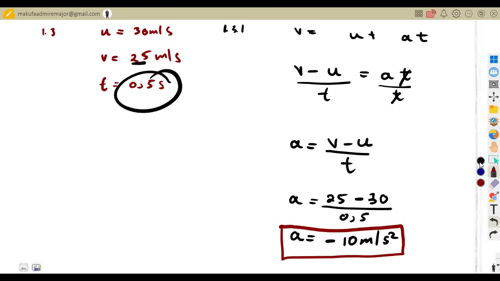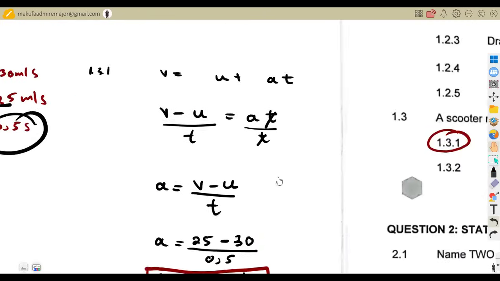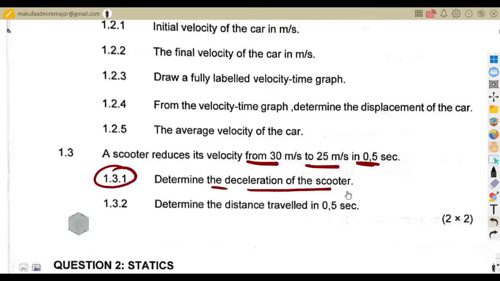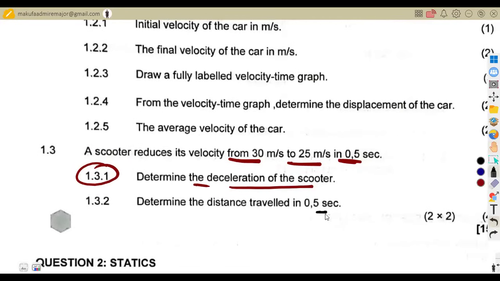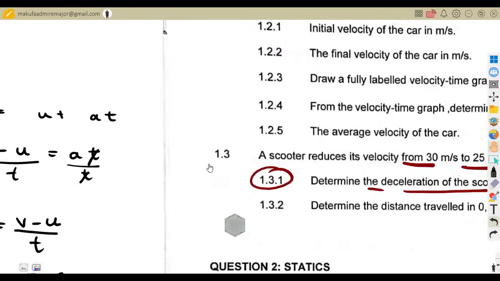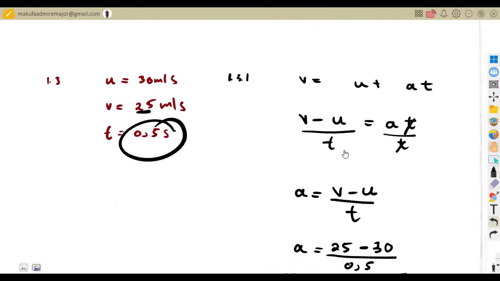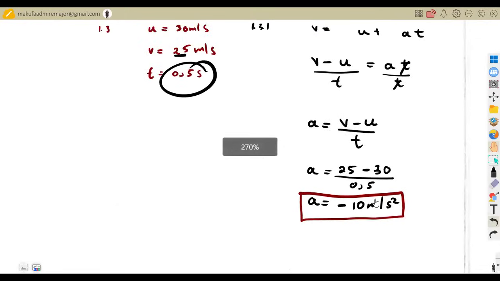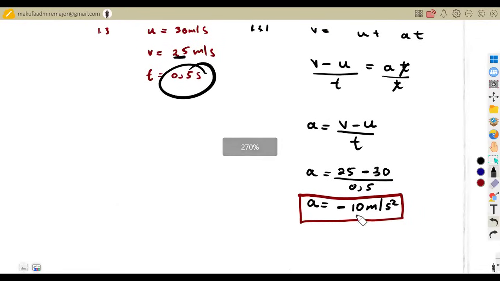I think we are together on this part. Then determine the distance traveled in 0.5 seconds. You calculate the distance the same way that you calculate the displacement from our formulas. Remember that S, that's 1.3.2, is equal to ut plus half at squared.